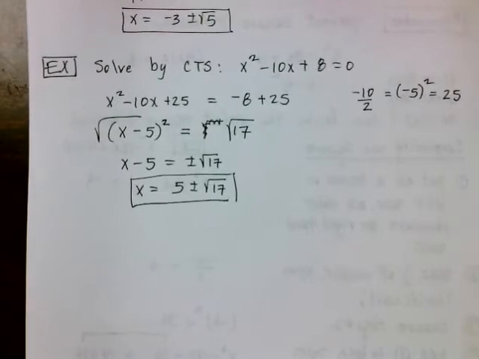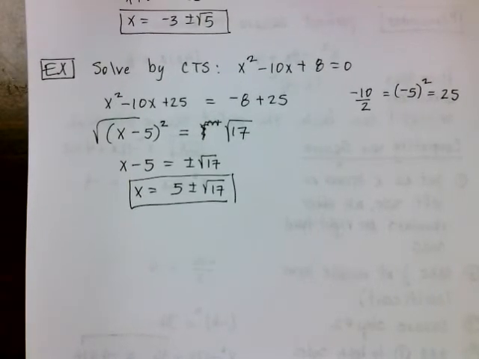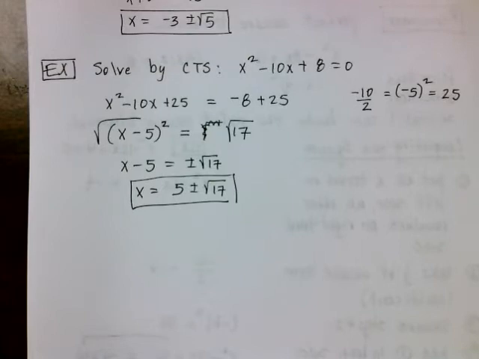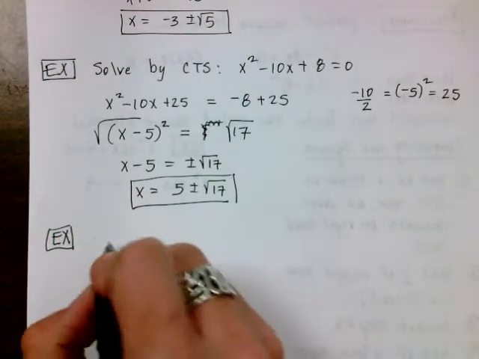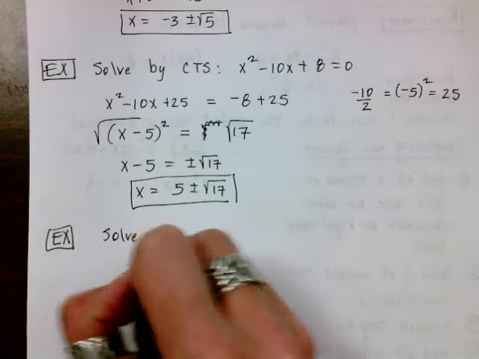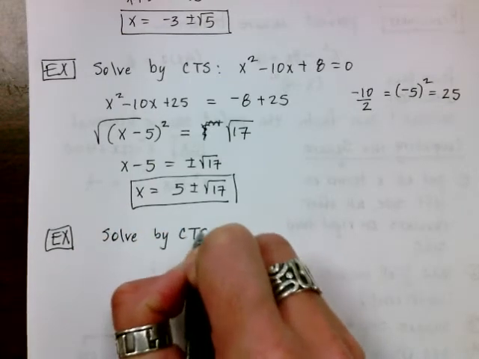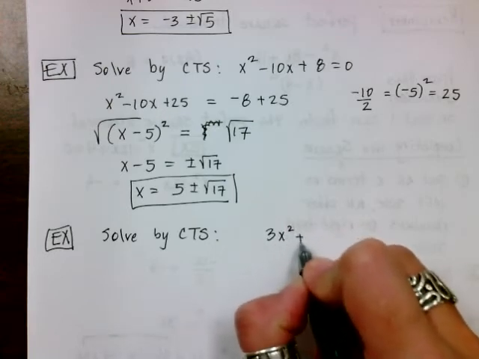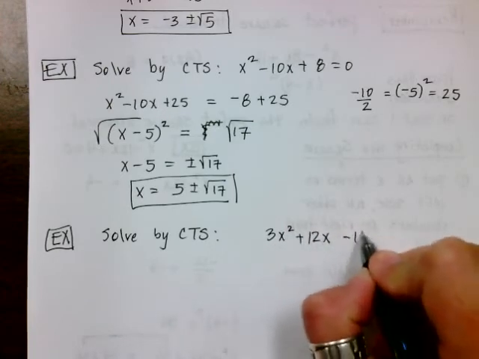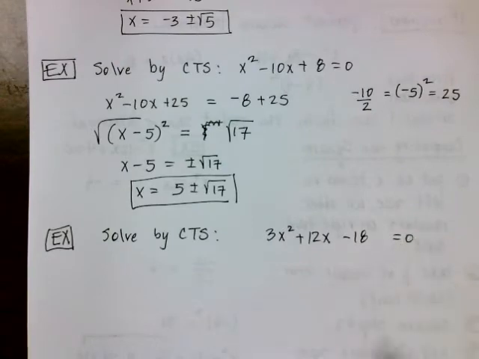There are times when it becomes more entertaining, which is an example I'm about to show you, but it's still quite useful. All right, here's your next example. Again, it says solve by completing the square. So this time your equation is going to be 3x squared plus 12x minus 18 is equal to 0.